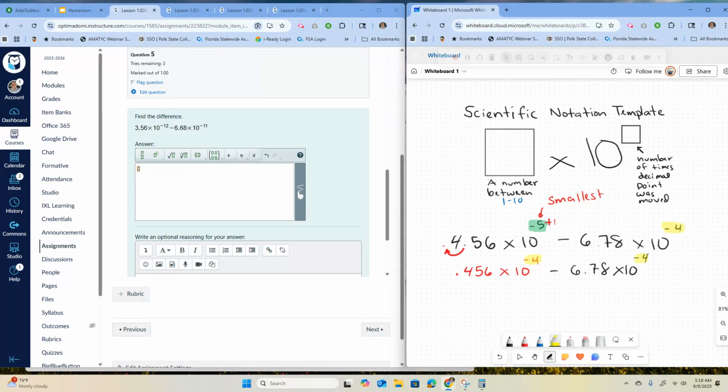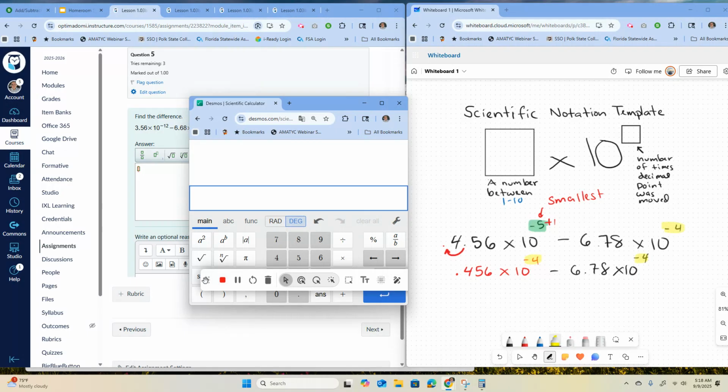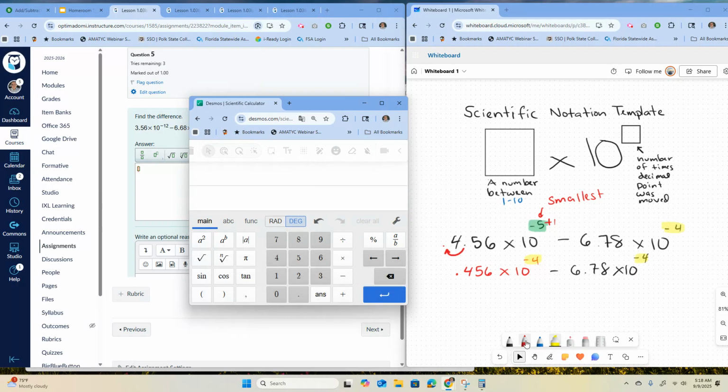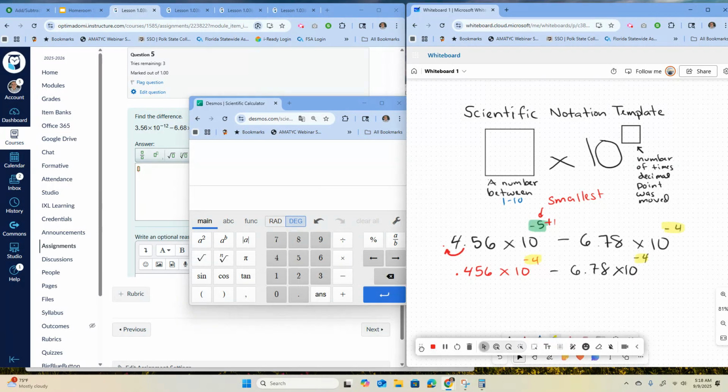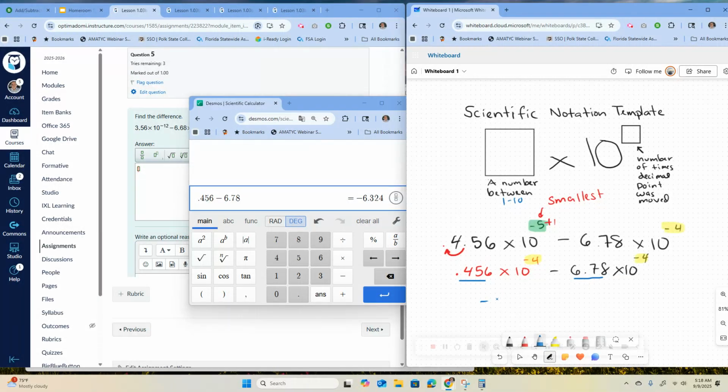And when you have the same exponent, then you can take your calculator and subtract the coefficients, these numbers. Let me underline them in blue. I'm going to subtract these numbers. So when I go here and I subtract 0.456, subtract 6.78, you can see I get negative 6.32. Let me write that down.